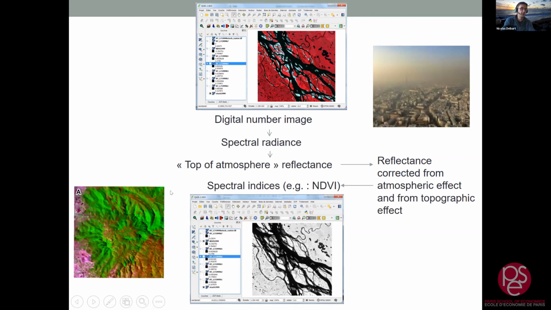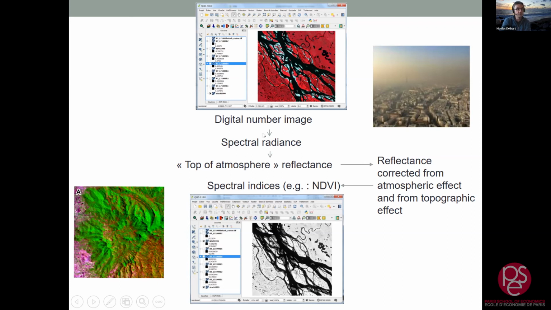And sometimes we will also include a correction of the topographic effect. In this image, you can see that a very large part of the spatial variation of the radiometry in the image is not due to changes in reflectance of the surface, but is totally due to the slope, due to the topography. So I will also introduce some concepts to correct this topography.